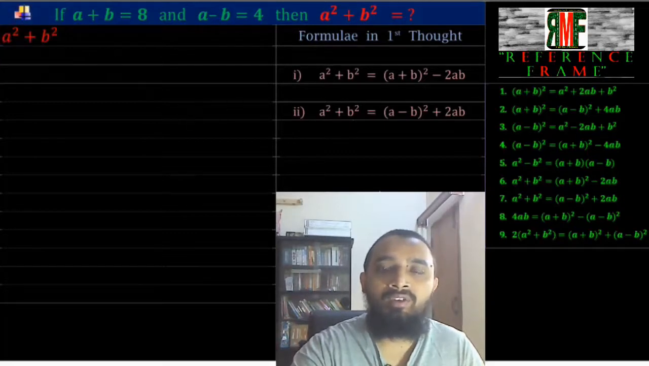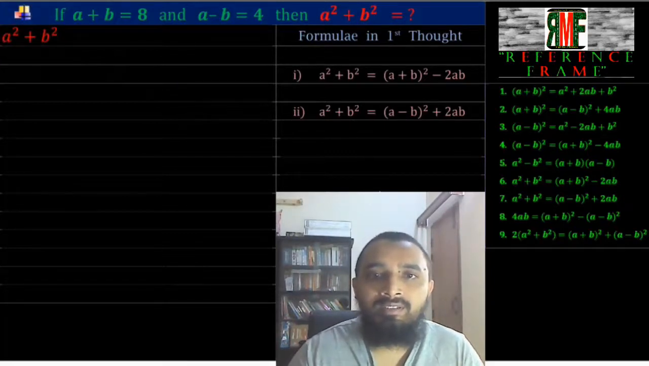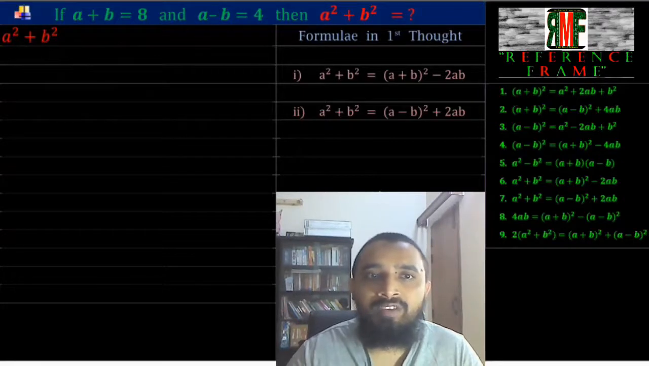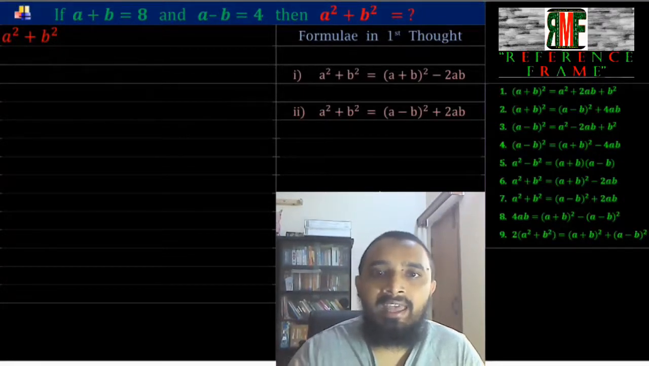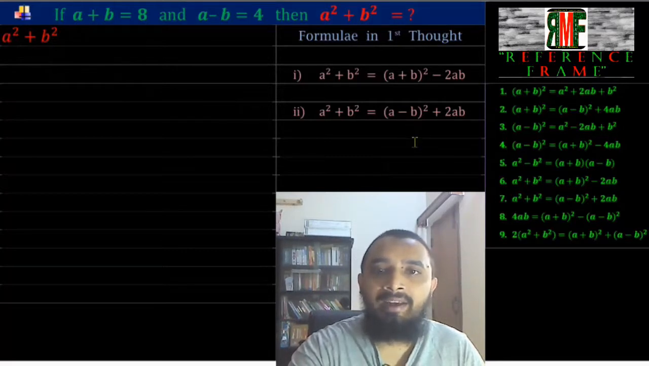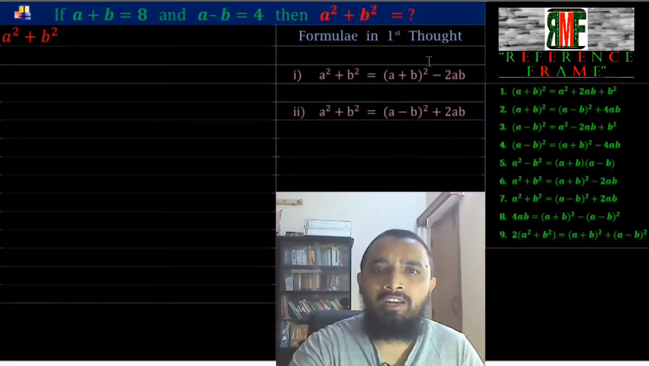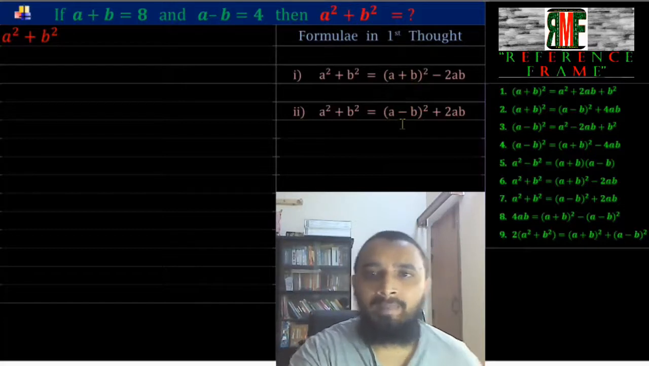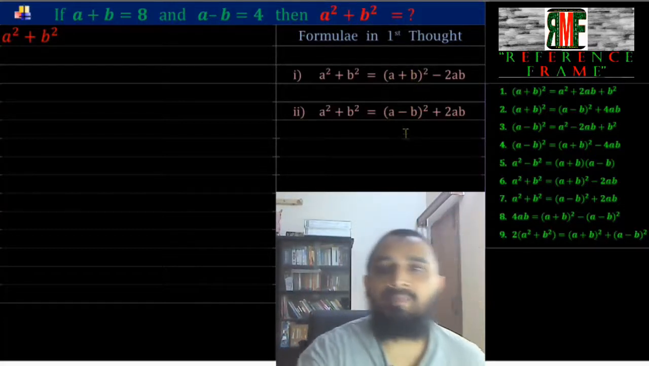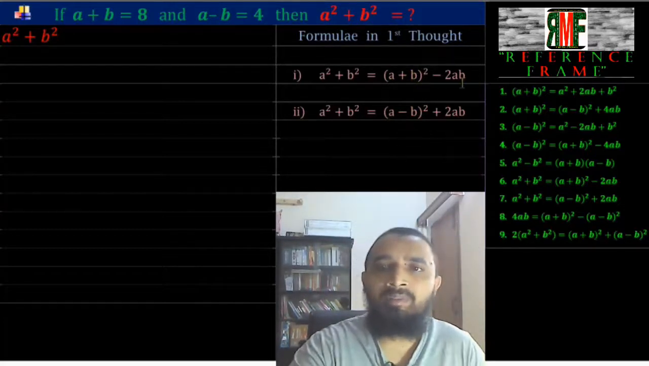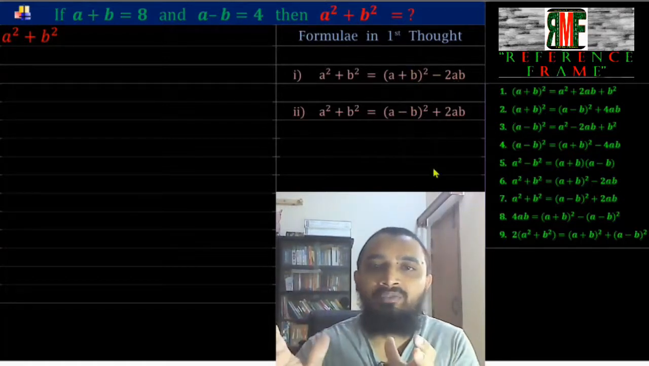When we're asked to find a square plus b square, the formulas that first come to mind are the corollaries of a square plus b square, which are a plus b whole square minus twice ab, and a minus b whole square plus twice ab. If we apply either of these formulas, we can use the value of either a plus b or a minus b, but the value of ab is unknown to us. That is why we need to think of something different.